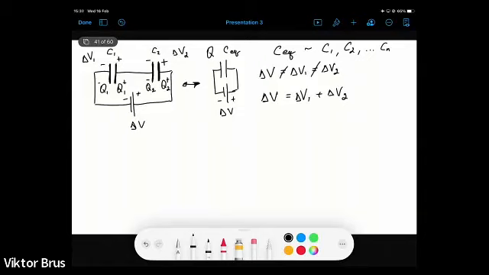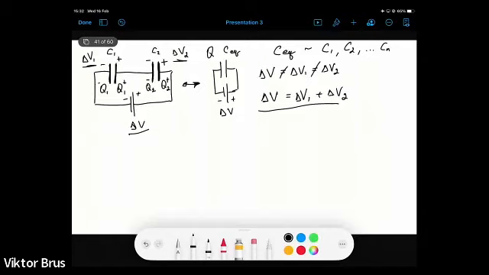So we have first delta V1, then we add to this delta V2, and the sum of these two should give us the total potential difference, which is provided to this circuit of two capacitors connected in series from the terminals of this battery. Okay, so with this in mind, we proceed further. We will come back to this point a bit later.